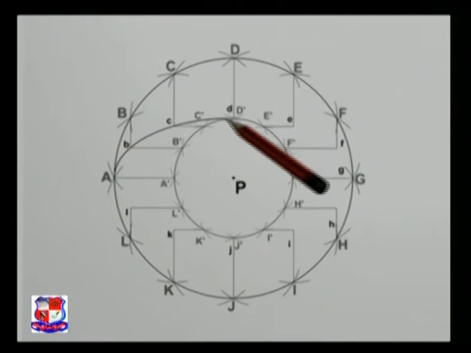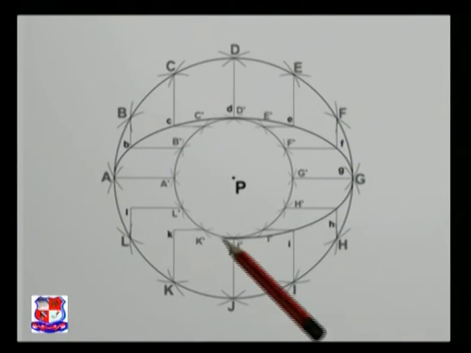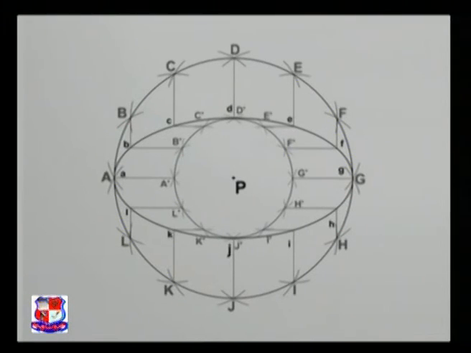Draw a smooth curve sequentially passing through these intersecting points A, B, C, D, E, F, G, H, I, J, K, L and back to A. So this is the required ellipse with 120 mm major axis and 60 mm minor axis.